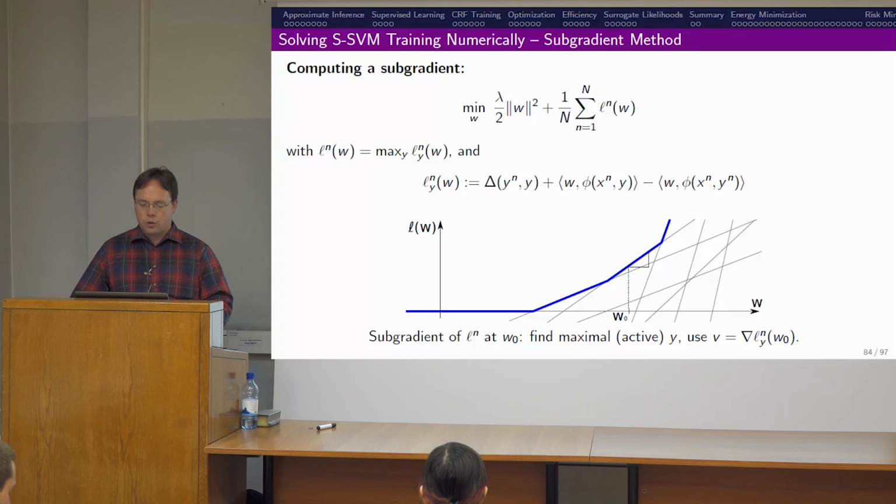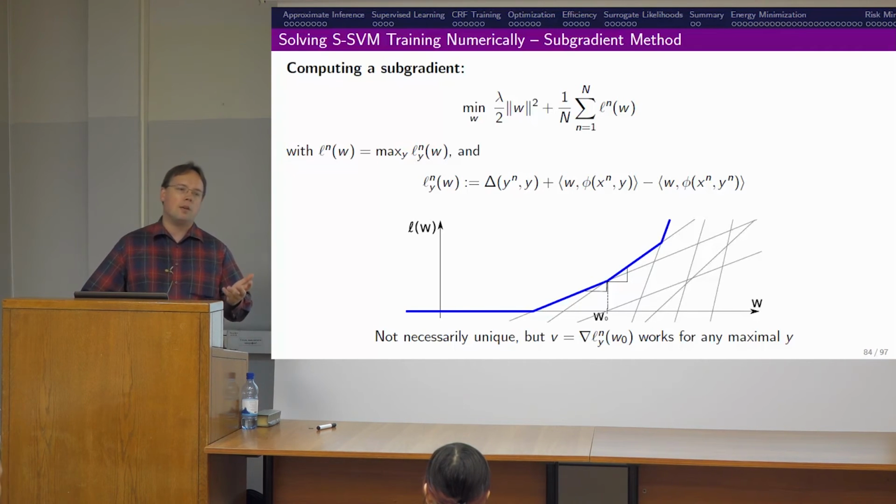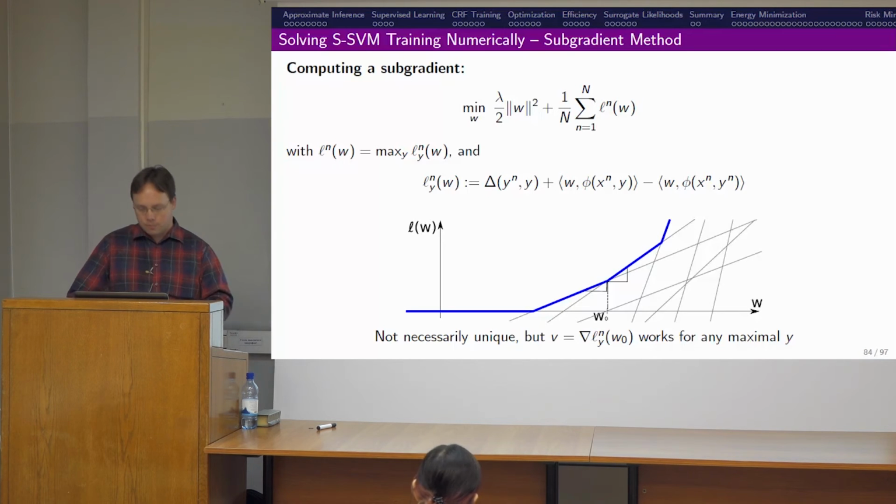So how do we compute a subgradient of this complex loss? For any location, find the maximum y, and then use the gradient of that. So if you're at a non-unique position, there are multiple linear lines that could be maximal. Doesn't matter, you can use any of them. Any of them will give you a subgradient. So that is quite nice.